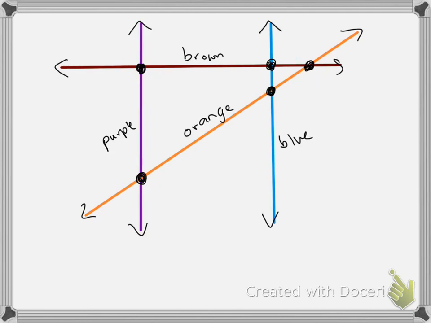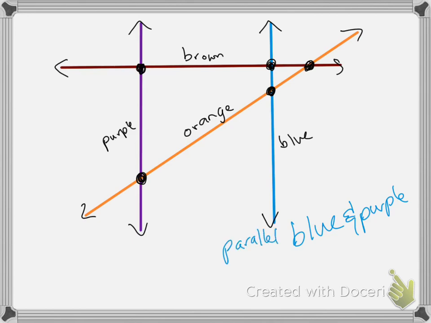Now, are there any streets that are parallel to each other? That means they'll never touch. And yes, there are. Both blue and purple street are parallel. Those two streets will never cross each other or intersect with each other.